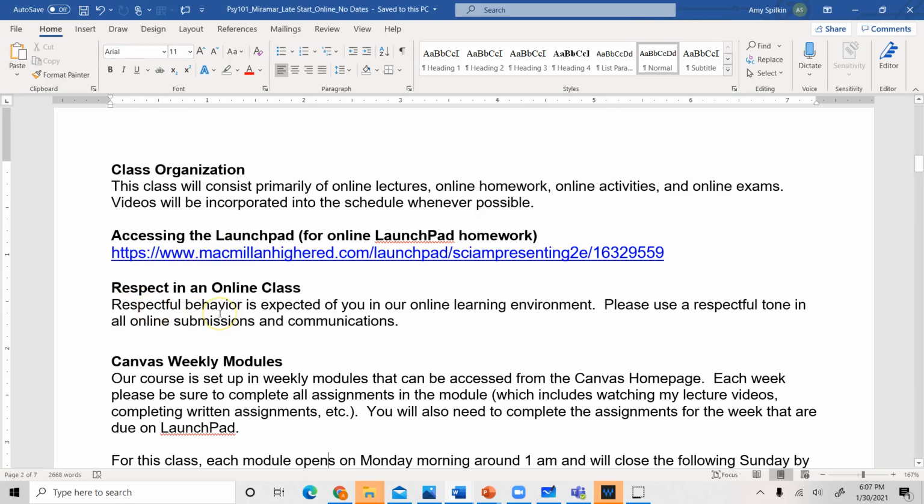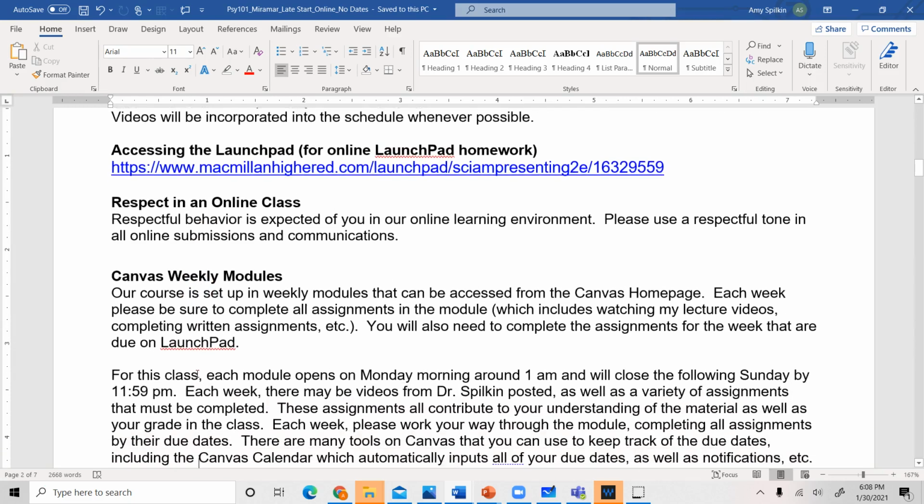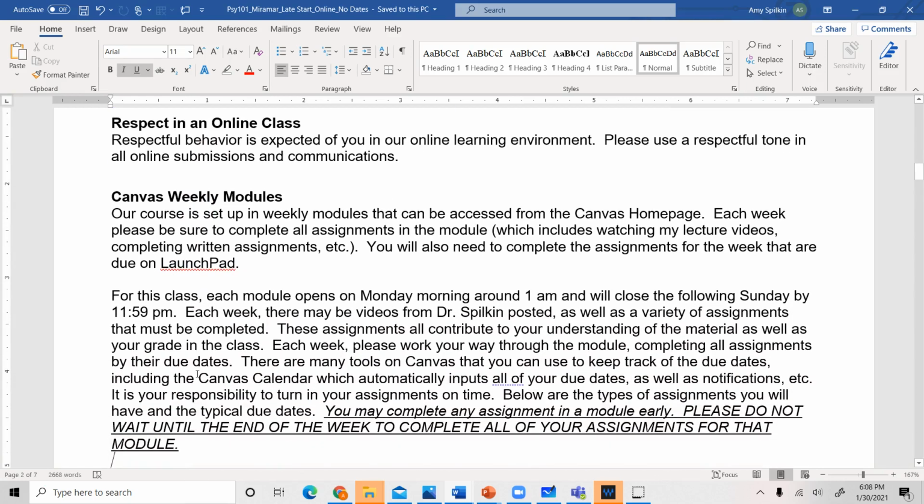Respect: in an online class, respectful behavior is expected, so please use a respectful tone in all of your online submissions, communications, discussion boards, etc. Our class is set up in weekly modules, so each week you'll have a module that you'll access from the Canvas homepage, and I'll ask that you complete all the assignments in the module. There'll be a whole bunch of different types of assignments, including lecture videos, written assignments, and work to do on Launchpad.